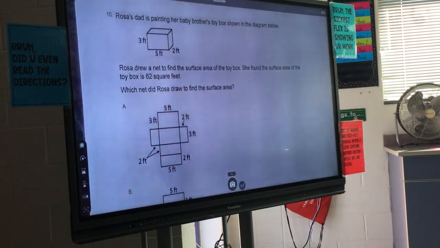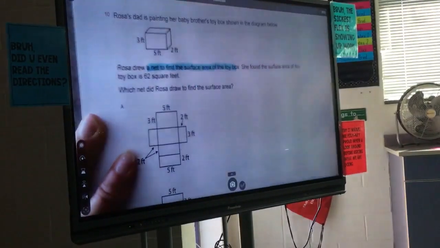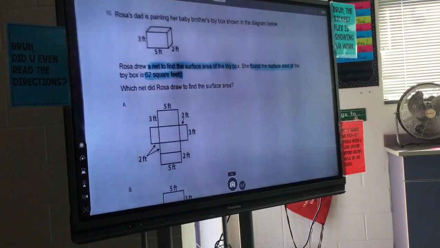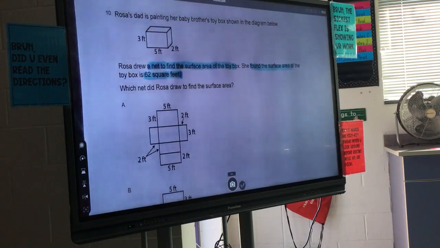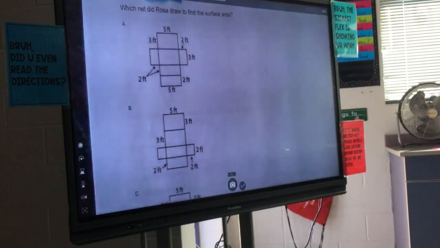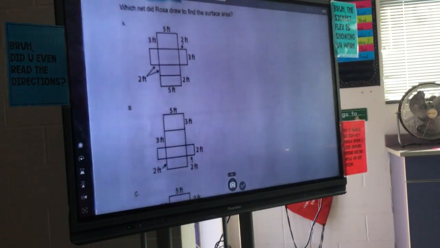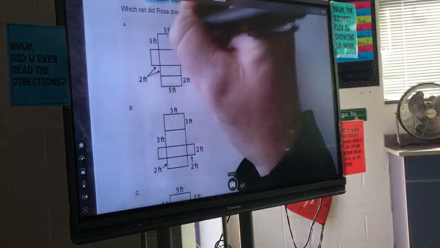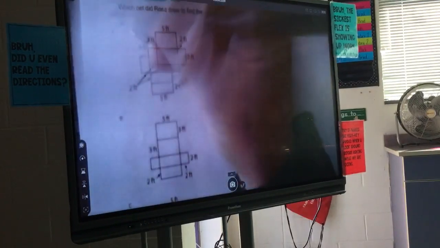All right. Then it says Rosa drew a net to find the surface area of the toy box, and she found the surface area to be 62 square feet. The question is, which net did Rosa draw to find the surface area? Now let's look at each one of our options. We essentially have to find the area of each of these shapes and ultimately find the surface area, so it's a little more work for this problem. Looking at this top shape, I'm doing 5 times 3. What is 5 times 3? Leah? 15.